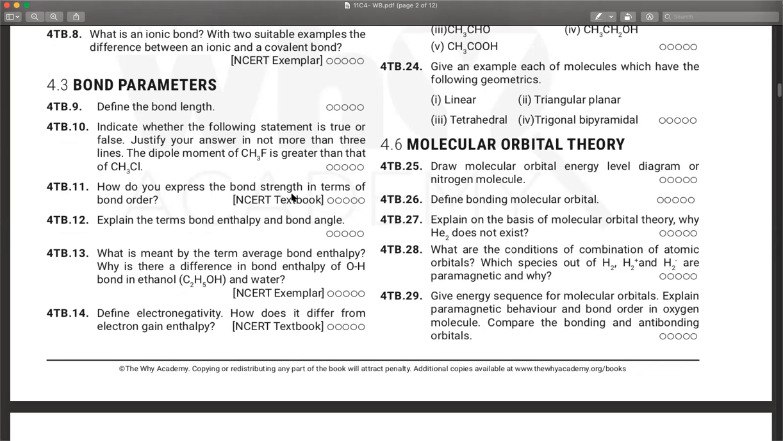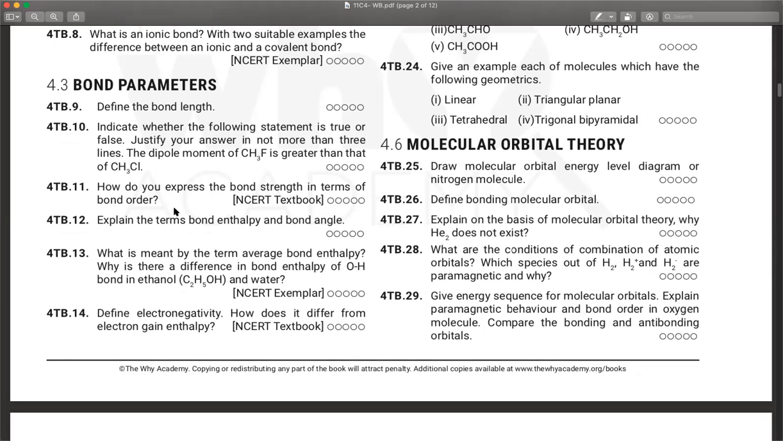How do you express bond strength in terms of bond order? So basically, more bond order means more bond strength. Directly proportional. You said more bond order means more bond order. Okay, so more bond order means more bond strength. Yeah.